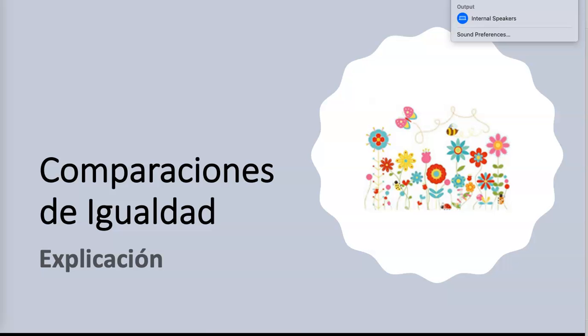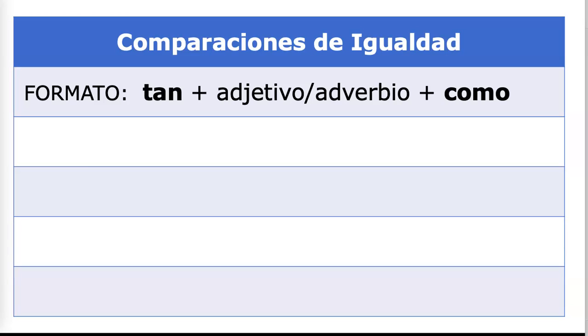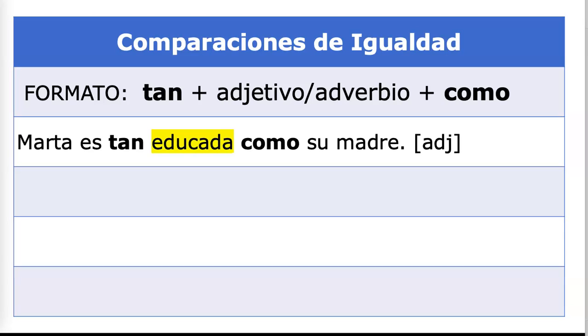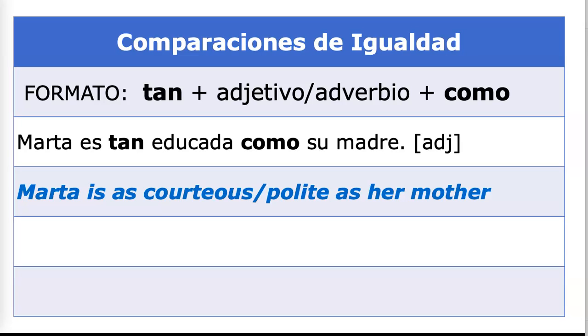First, we're going to start with comparisons of equality. Here the formula is the word tan, then either an adjective or an adverb, and then the word como. For example, Marta es tan educada como su madre. Now note, educada is an adjective. How is that going to be translated? I'm going to give you a moment. Marta is as courteous or polite as her mother.